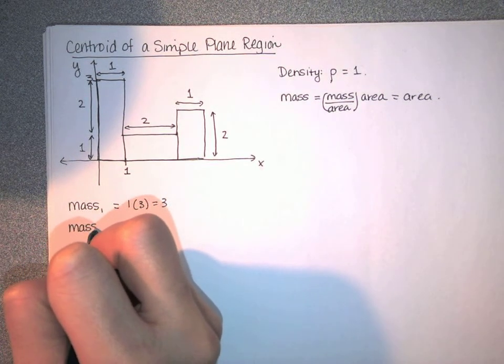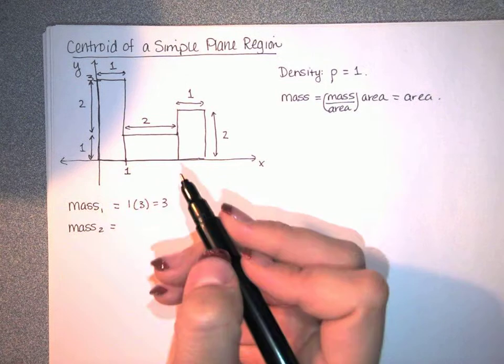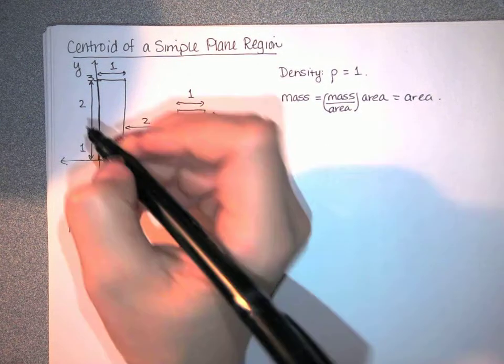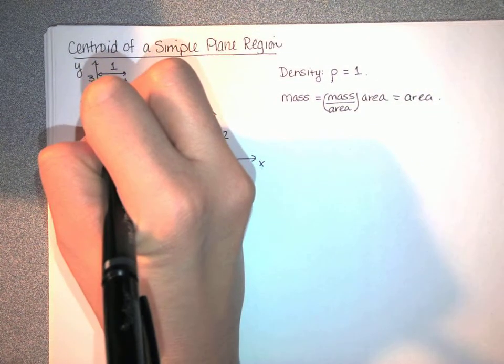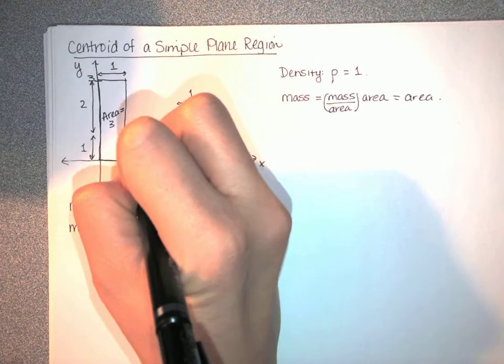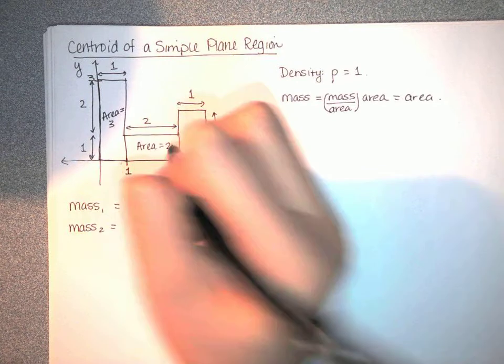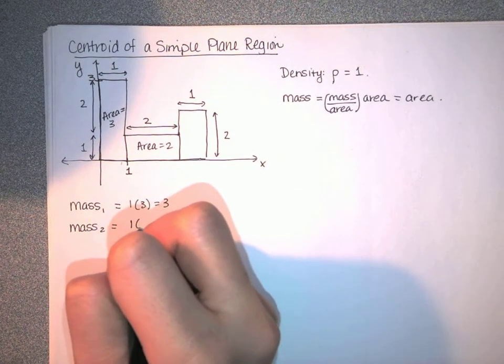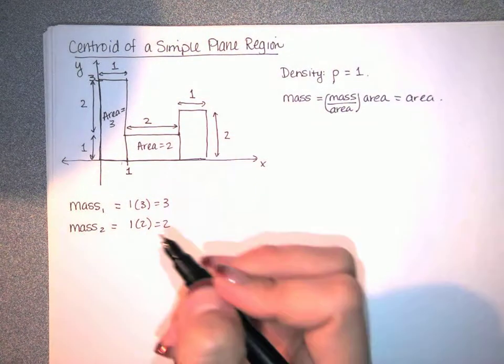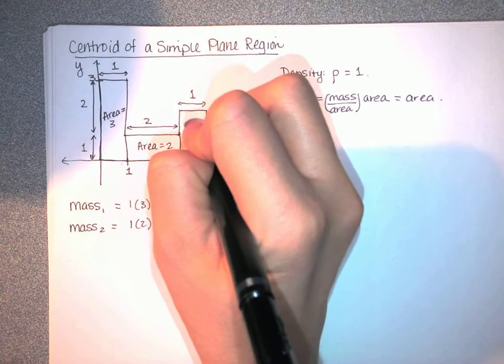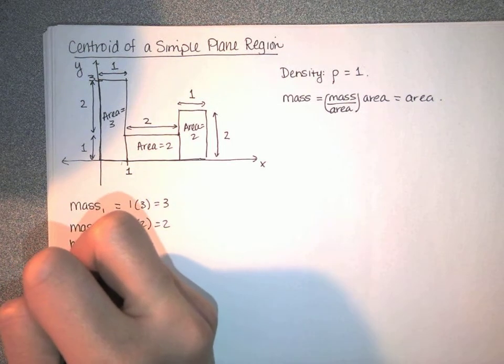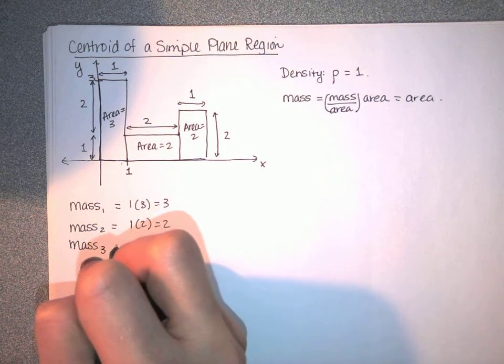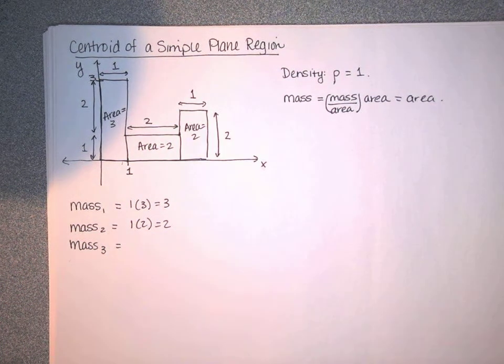For the second one, mass is the same as the area, that's 1 times 2. So I'm going to write area of 3 here. Here I've got an area of 2. And this is also an area of 2. And area and mass are the same thing if we assume constant density, or a density of 1.